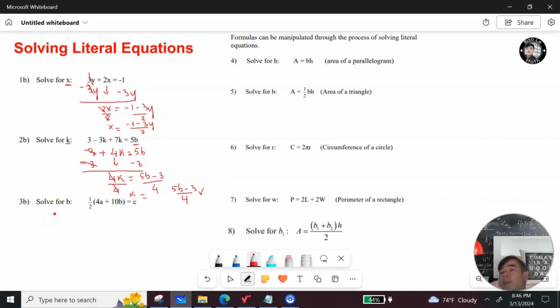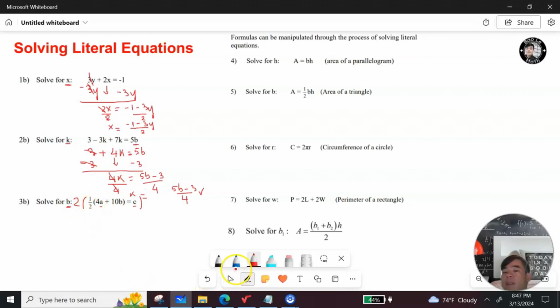Now, question number 3. Solve for b. I look at this one, I see that we have the variables a, b, and c. I treat a as a constant. I treat c as a constant. I only have one variable, b. In order to solve an equation with a fraction, you need to eliminate the fraction. Please check out the previous video to learn how to solve an equation with a fraction. Basically, I need to multiply both sides by 2 because I see the denominator 2 right here.